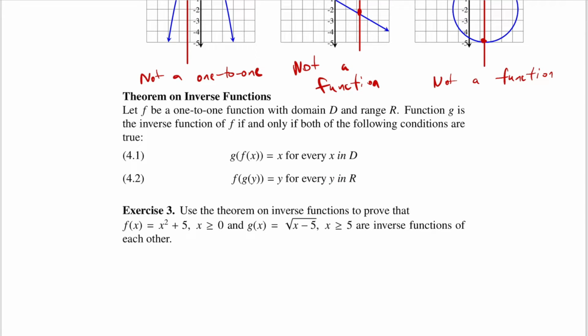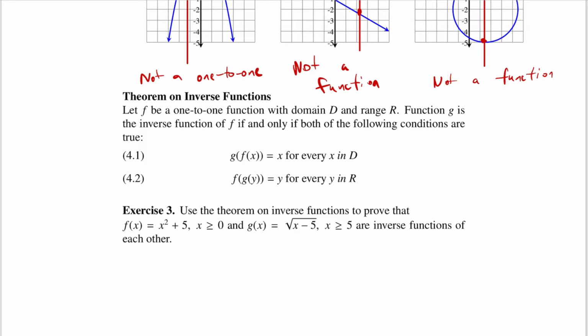So I'm going to go ahead and do that. We're given two functions here, f and g, and we need to use the theorem on inverse functions to prove that these functions are inverses of each other. In other words, we have to find the composition and show that it's equal to x in both directions.